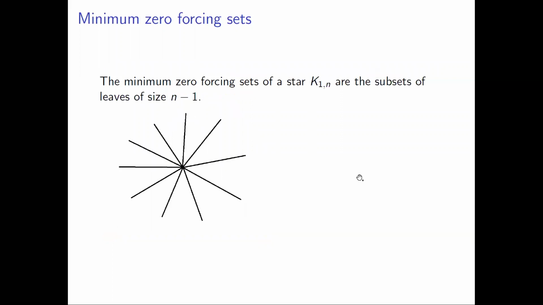For a star, similarly, if we color fewer than n-1 of the leaves of a star that has n total leaves, then we'll have at least two white leaves. The only vertex of a star that can color the leaves is the center vertex, and that center vertex will always have at least two white neighbors, so it'll never be able to color those two white leaves.